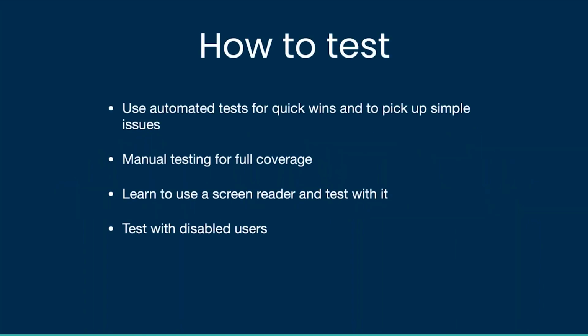So yeah, that's how to test. So use automated tests. They'll give you the quick wins and pick up simple issues. Manual testing on top of that for full coverage. Really great, learn how to use a screen reader and test with it. And if you can, see if you can test with actual disabled users.